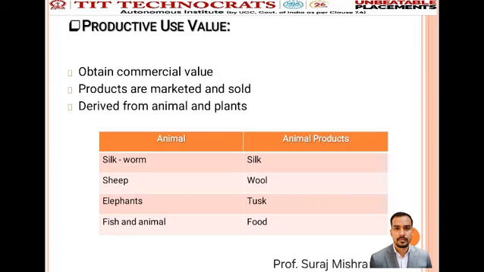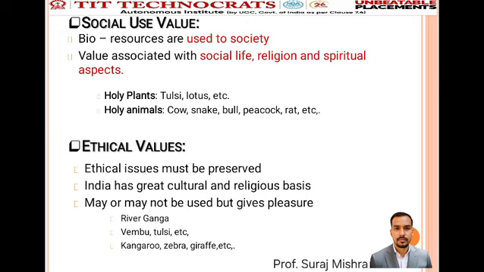Here, some plants and animals are associated with the religious and spiritual aspect. Example, Tulsi plant and holy animal cow adds to the social value. Talking about the ethical values, here in India, we consider river Ganga as a spiritual river and a sacred river, which may or may not give pleasure, but we preserve, and this adds to the ethical value.